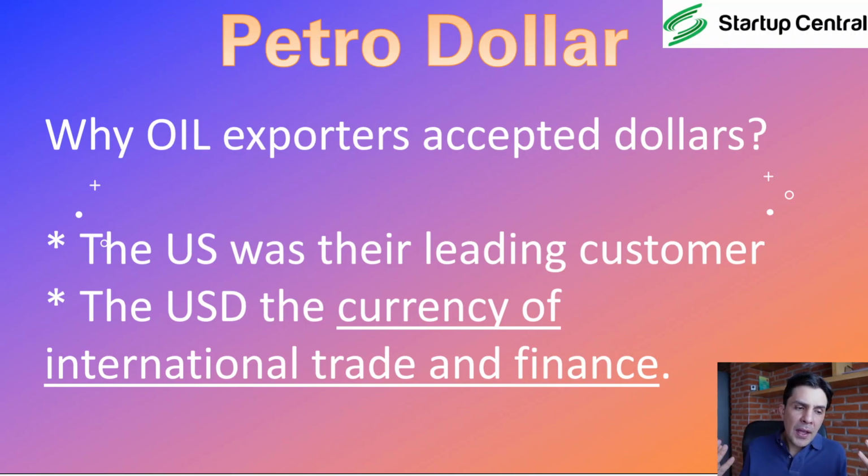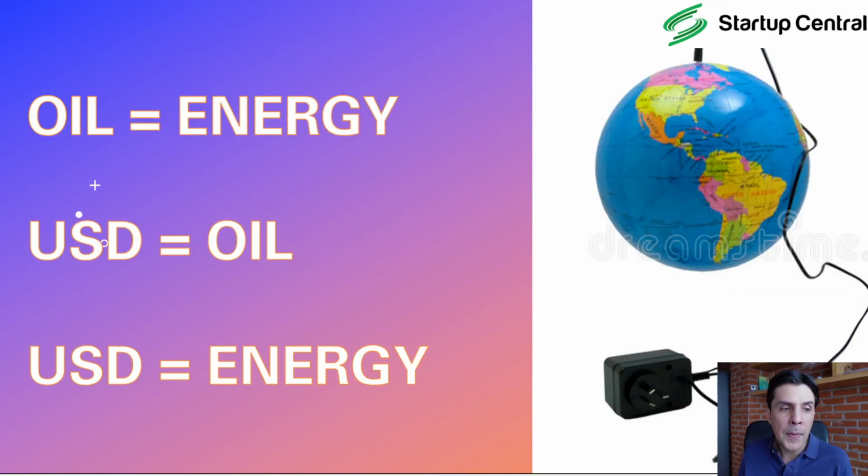And then we all know that the US dollar became the currency of international trade and finance back in the 1940s. So there's no reason for them not to accept dollars. But they did. I wouldn't say most, but a lot of the largest oil producers accepted to trade oil exclusively in US dollars. And of course, that was smart by the US government because that gave their own currency strength.